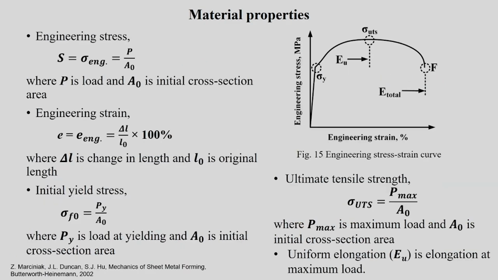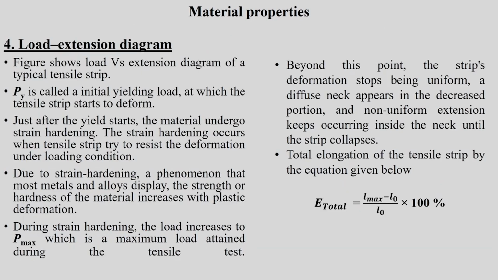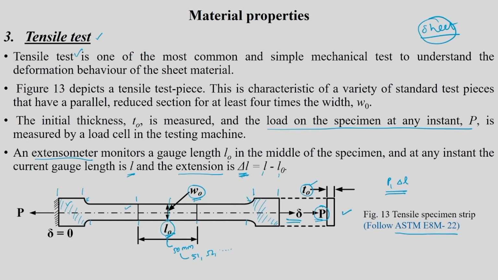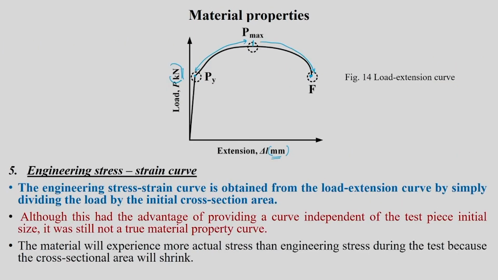Okay. So, you will see that generally fracture happens somewhere in the middle. It is expected that fracture happens in the gauge region. Okay. So, now this particular figure I already introduced, which is the load versus extension diagram, and here there are some important points. As I told you, Py is called the initial yielding load at which the tensile strip starts to plastically deform. Okay. Py is actually a transit region, you can imagine.